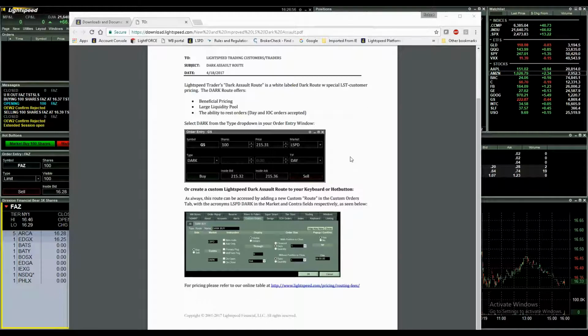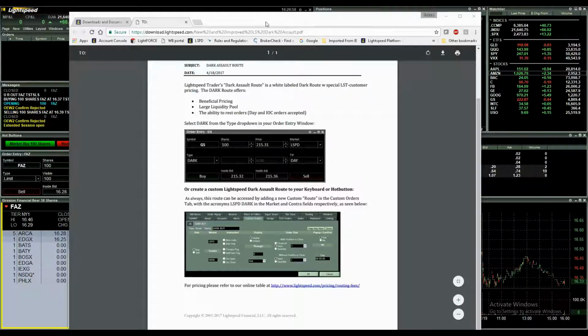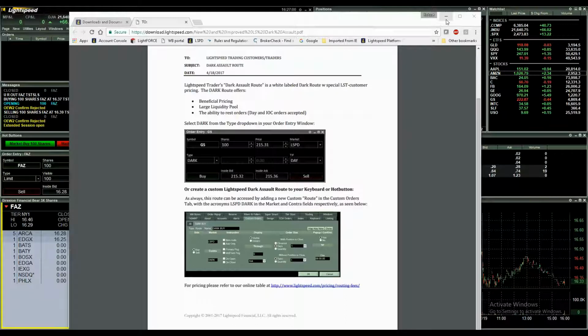It really depends on what type of stocks you're looking at and how thick or thin they trade to see what route would be beneficial for you. So it really is dependent on a lot of factors and how aggressive you're looking to be.